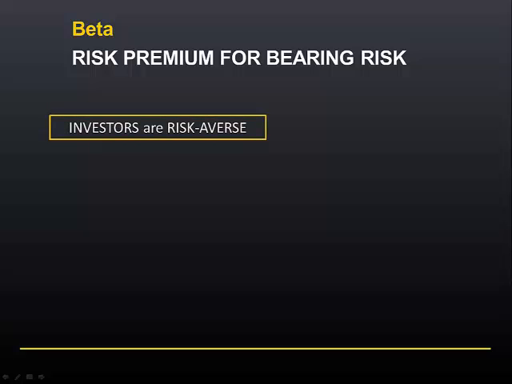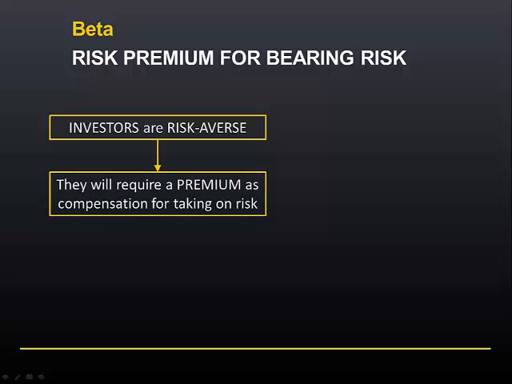We observed in a previous module that most investors are risk averse, and as a result, the market behaves as if all investors are risk averse. Investors therefore require a premium for bearing risk.